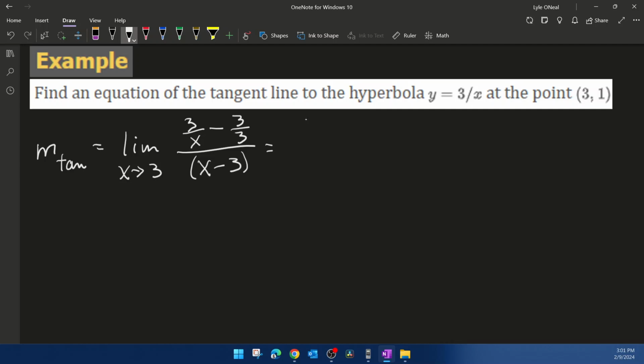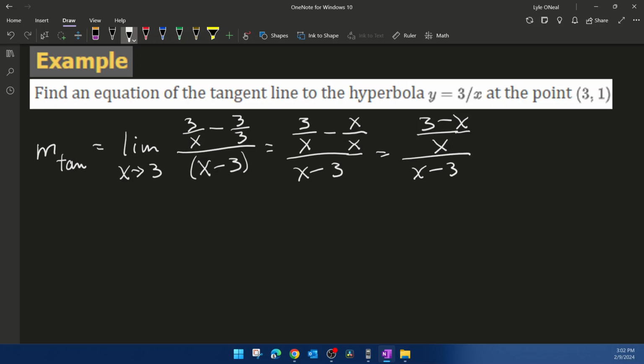Here we go. We've got 3 over x minus 3 over 3, which is 1, all over x minus 3. And then what I would like to do is get a common denominator with the 1 so that I can combine these terms in the top. So what is equivalent to 1 with a denominator of x? That is x over x. Okay, so that would equal 3 minus x all over x minus 3.